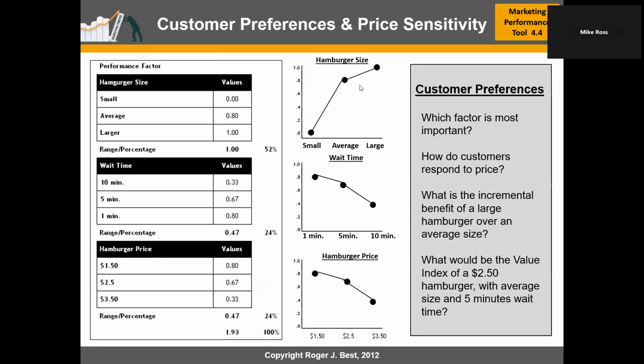So, of course, we can chart these, right? So we would say, okay, well, hamburger size, in this case, is 52% of the way I evaluate the overall price value of buying a particular hamburger or cheeseburger. 24% here is around wait time, and then the overall price is 24. 52 plus 24 plus 24 is 100%.